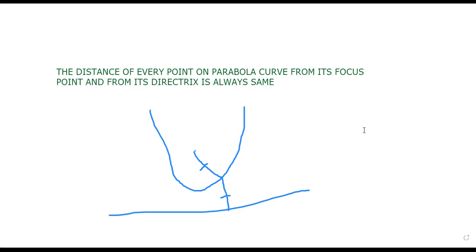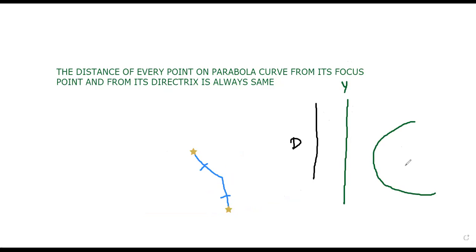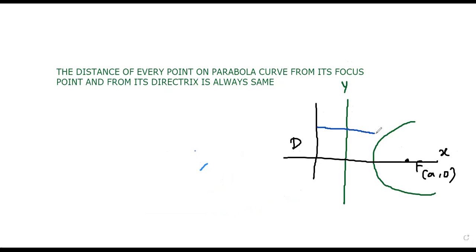You got the point. So you're having the parabola here, maybe I'll put it in the right foot. You're having the parabola like this. You will have an axis here, maybe this is the y-axis. Here you will have a directrix. Let's assume this is the focus of the parabola, which is a,0 for the right foot. Let's assume this is the x-axis. So the distance from here to here, here to here. Distance from every point on the parabola curve from its focus and from its directrix are always the same.